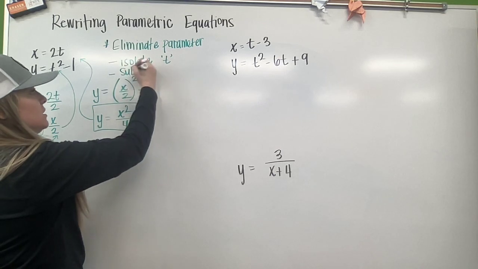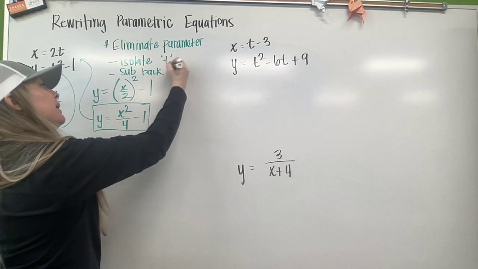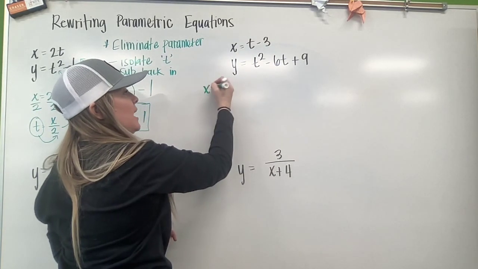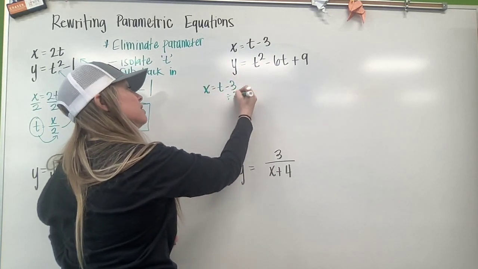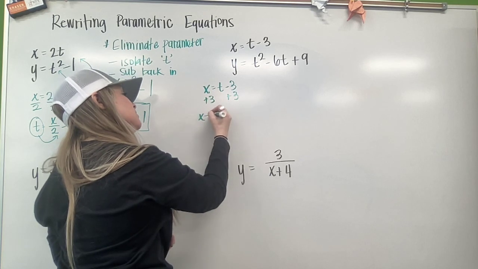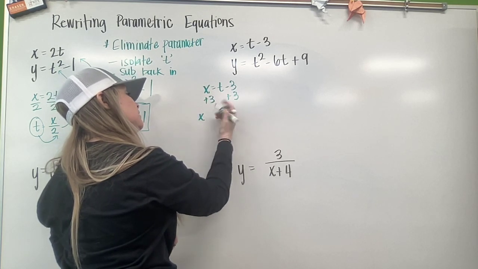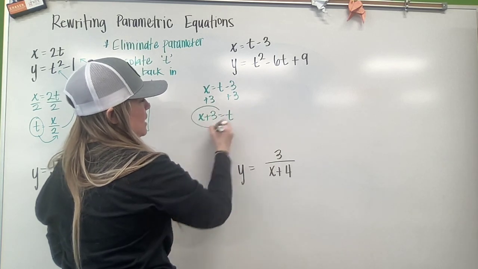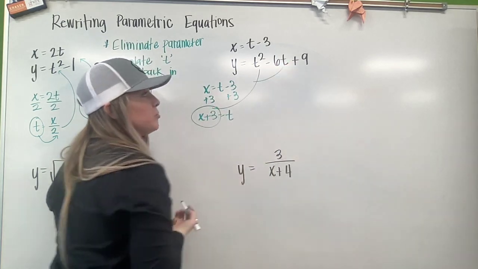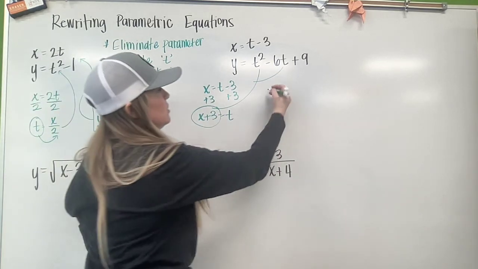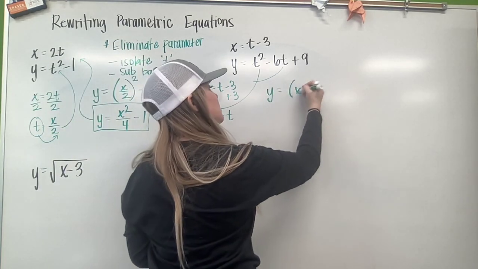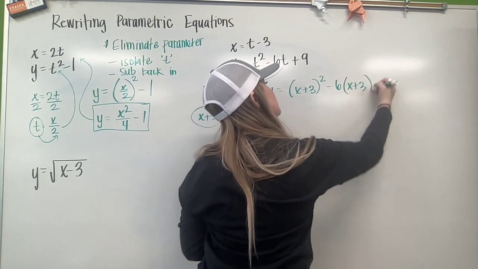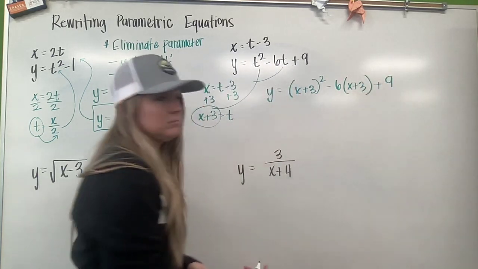So I'm going to put this sub back in. Okay? So I'm going to take my x equals t minus 3. I'm going to add 3 to both sides. So x plus 3 equals t. And now I'm going to take that x plus 3 and I'm going to replace these t's here. So y equals (x plus 3) squared minus 6 times (x plus 3) plus 9.